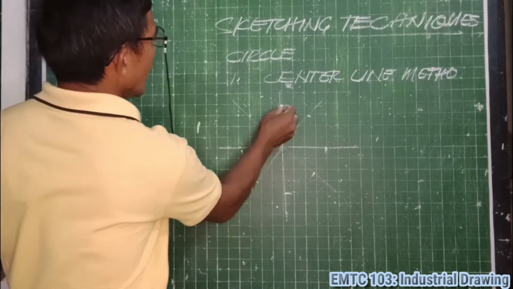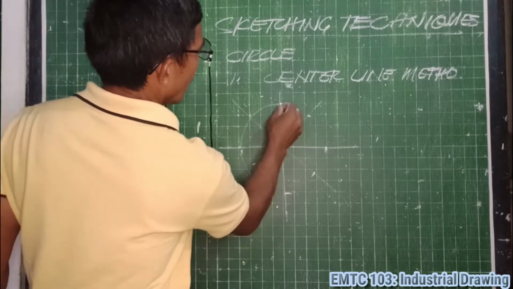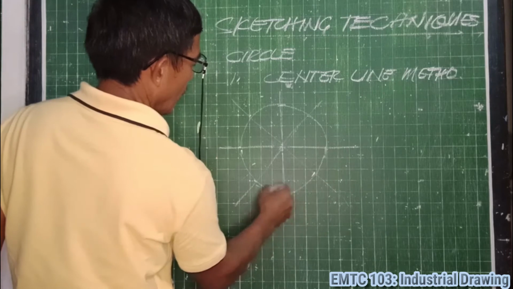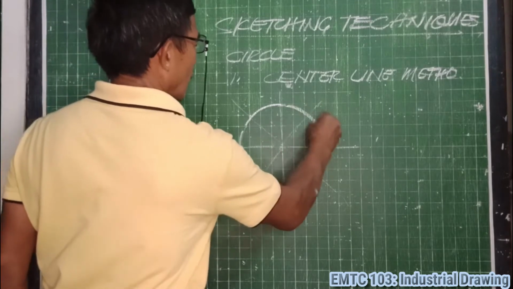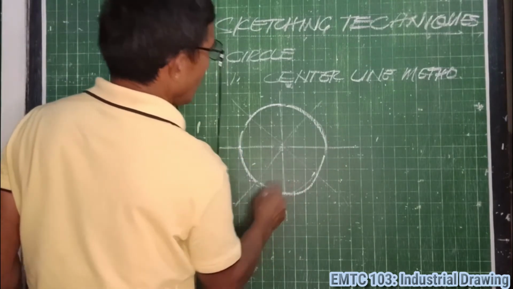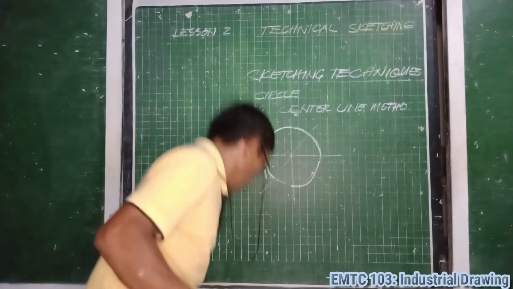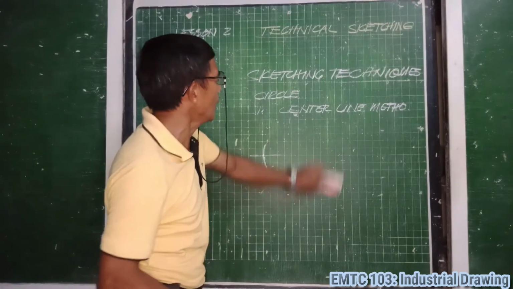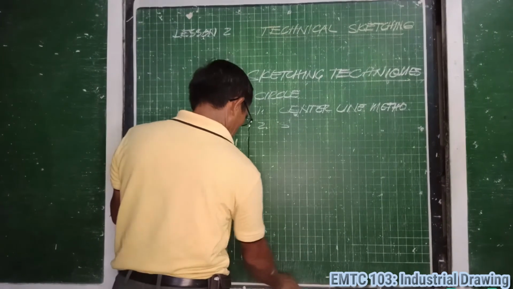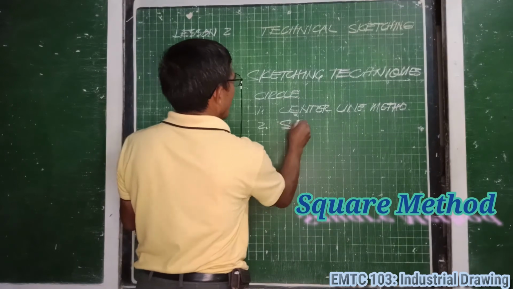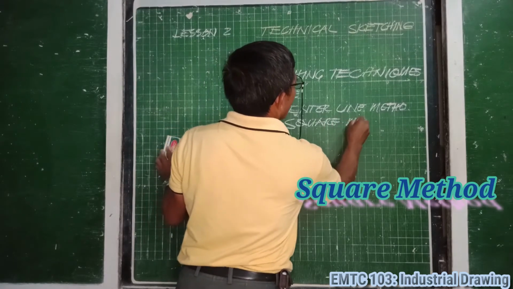Then you try to sketch or connect this one with an arc by sketching very lightly. And after that, you are going to darken the lines. This is what we call the center line method. Another method in drawing a circle is what we call the square method.